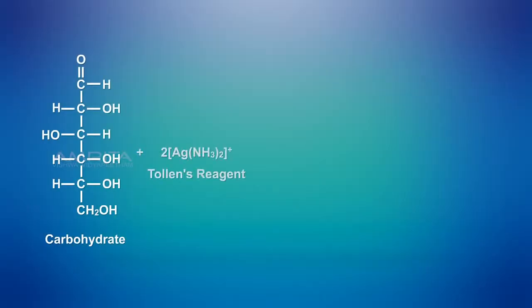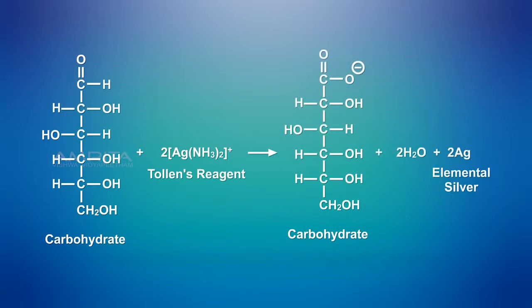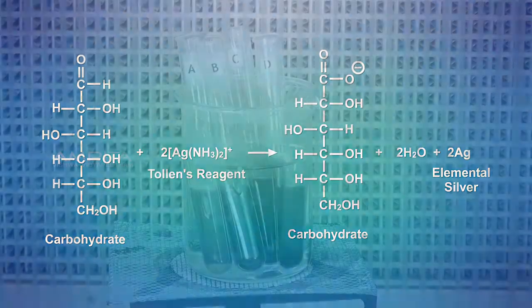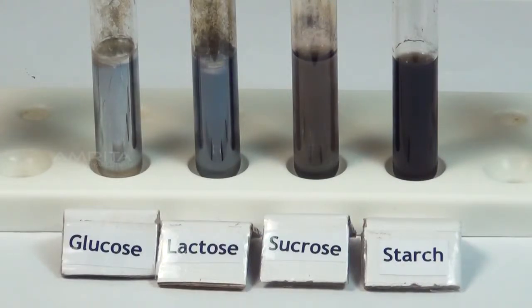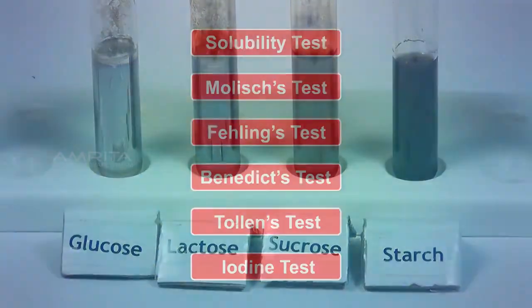The reducing sugars, glucose and lactose, reduce silver ions in the test reagent to elemental silver, appearing as a silver mirror on the inner surface of the vessel. No such silver mirror is produced by non-reducing sugars, sucrose and starch.